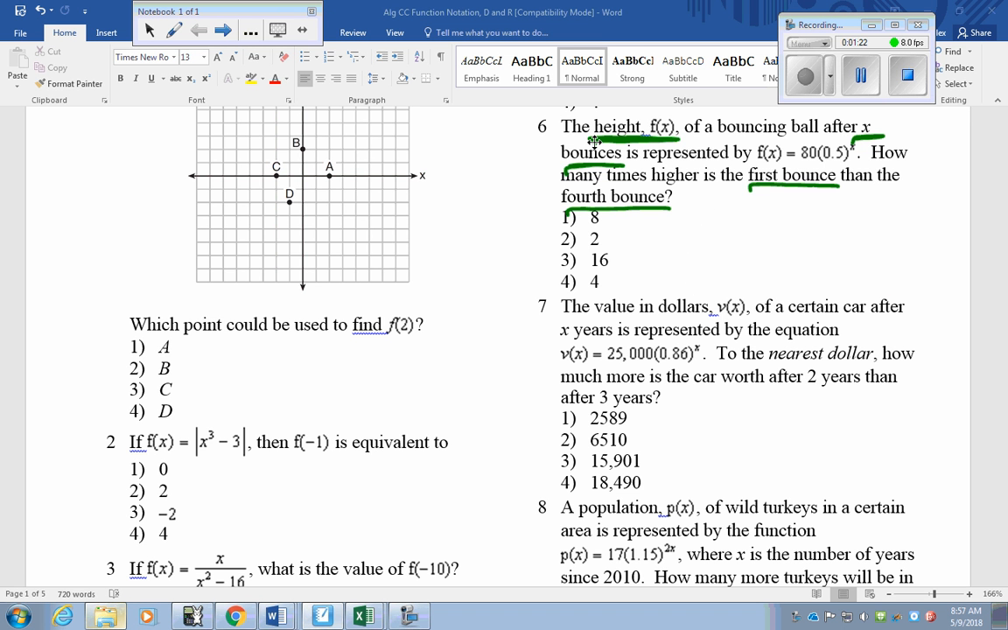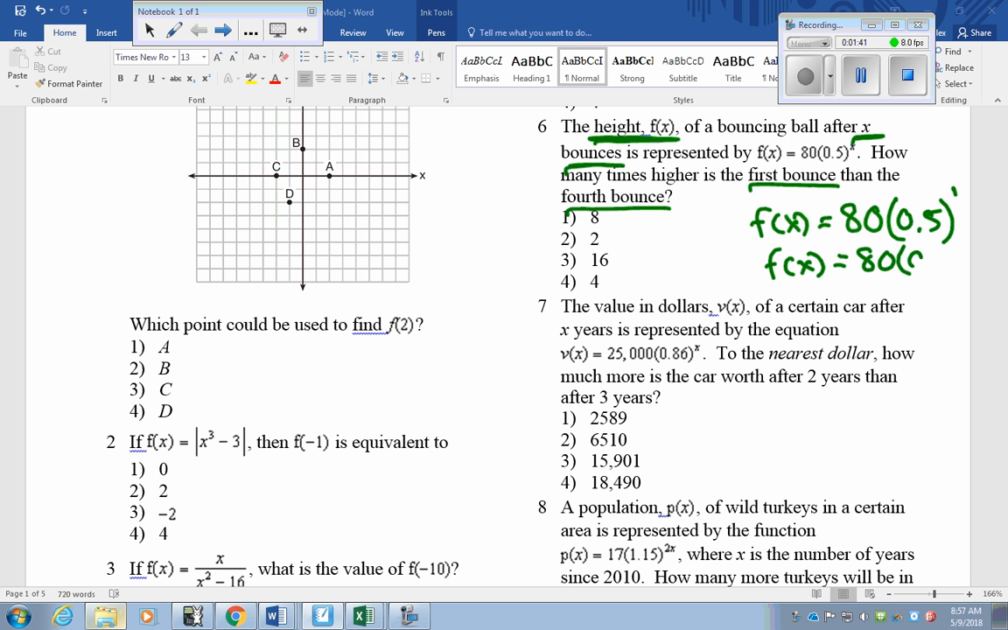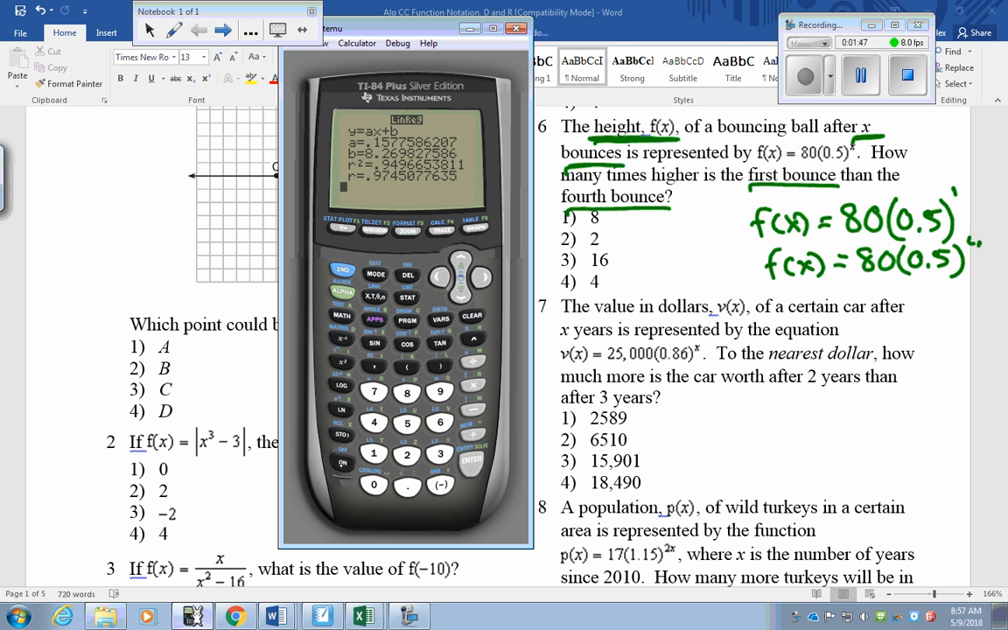It says first bounce and fourth bounce. Now it said x is bounces, so we're going to have to do one of two things. You can either substitute in 1, and you can substitute in 4 for x as a start. The other way you could do it is take the graphing calculator, go to y equals, and type in the function itself.